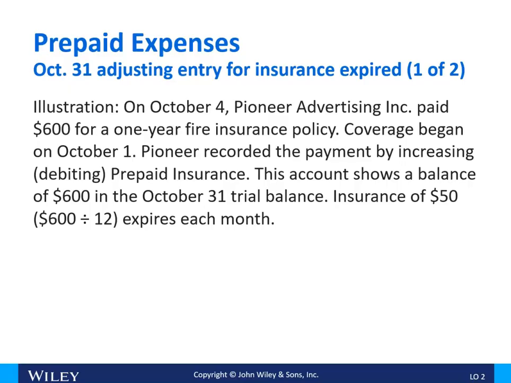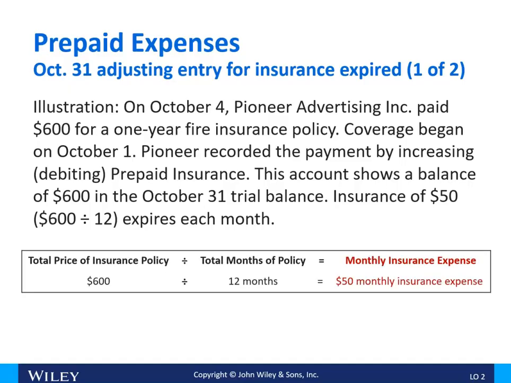Insurance of $50 expires each month. We got the $50 by taking the total amount, $600, divided by the number of periods. So for a one-year insurance policy, we have 12 periods, so we divide 600 by 12, and that's how much we get each month. Here's another example of how we got to that $50 per month insurance expense.